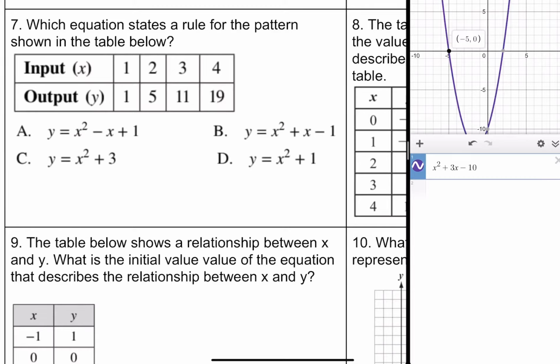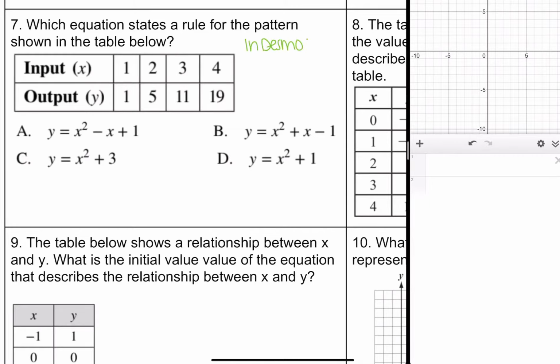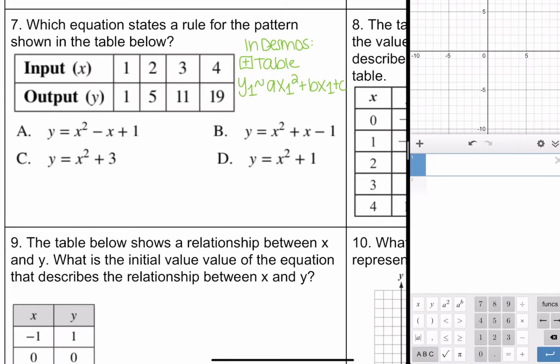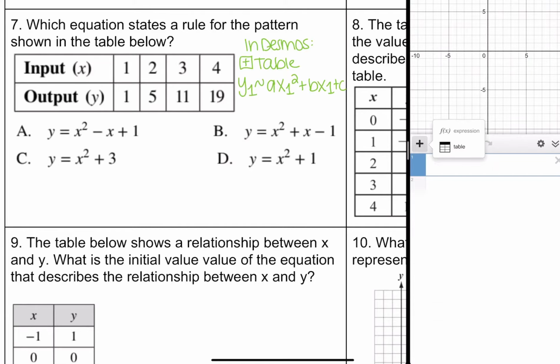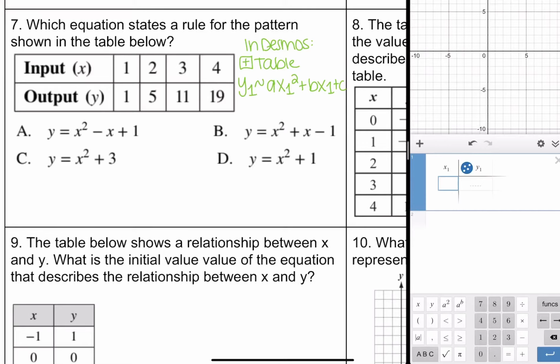Which equation states a rule for the pattern shown below? So what we're looking for here is the equation from the table. So in Desmos, add a table, put in your values, and then you type y1 squiggle ax1 squared plus bx1 plus c. And that gives you the a, b, and c value for the equation. So plus table, let's put in these values. So x is 1, 2, 3, 4.